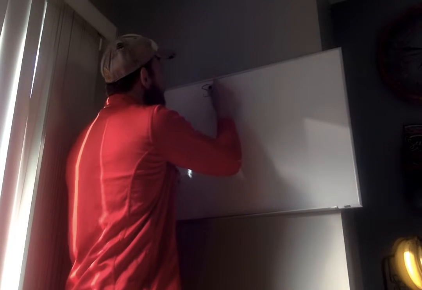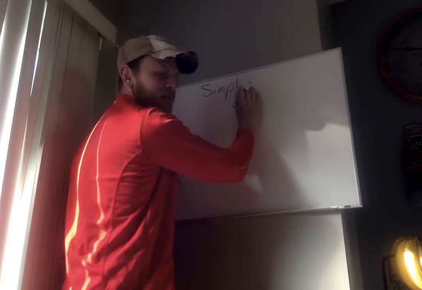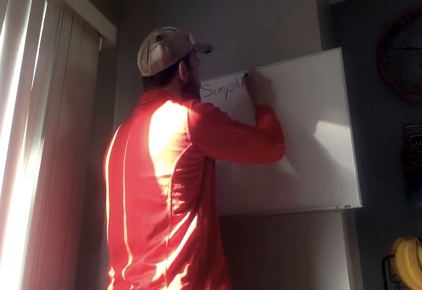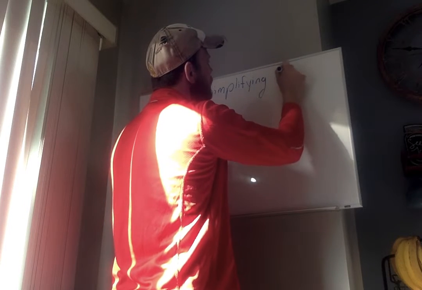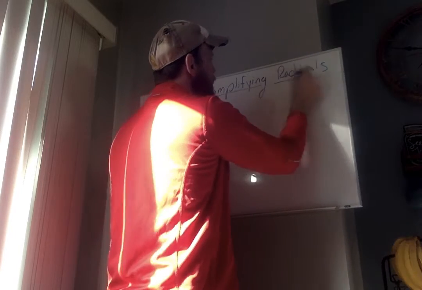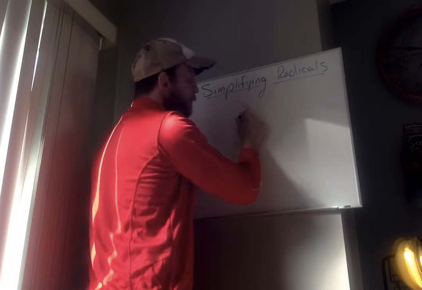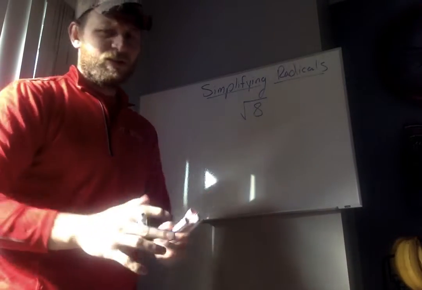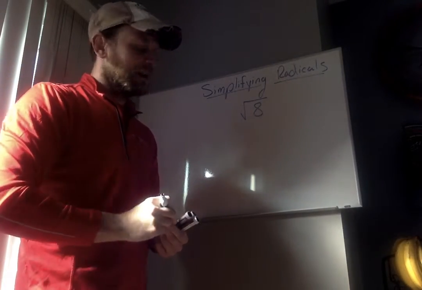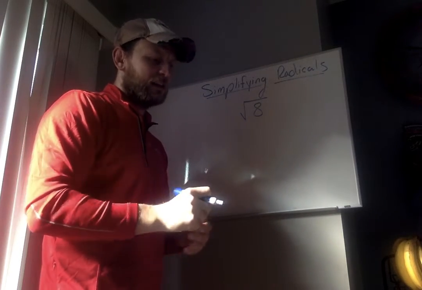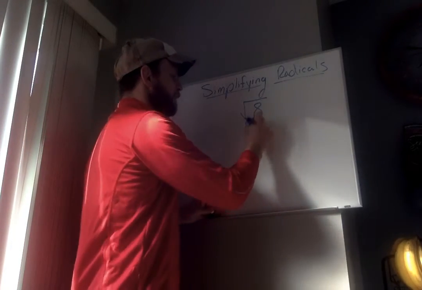Okay, so at the top, it's simplifying radicals, okay? So we're going to talk about breaking down the square root of 8. You just get to follow along here, okay? So, the square root of 8. This is how I do radicals. A lot of teachers do it different ways. I do it through prime factorization.